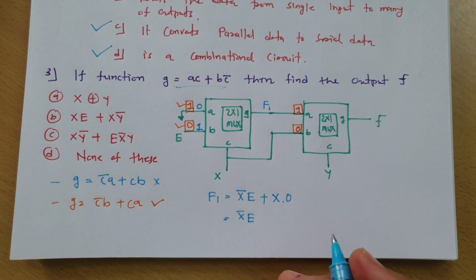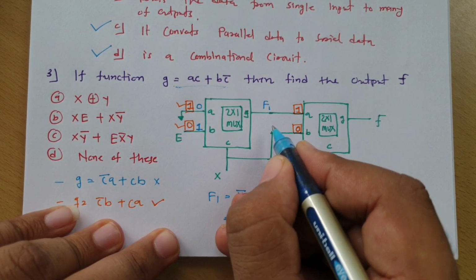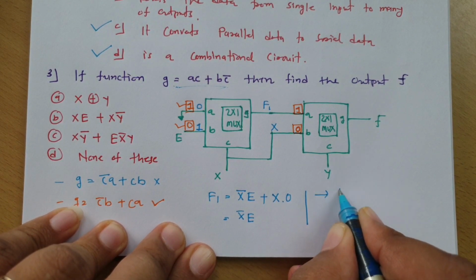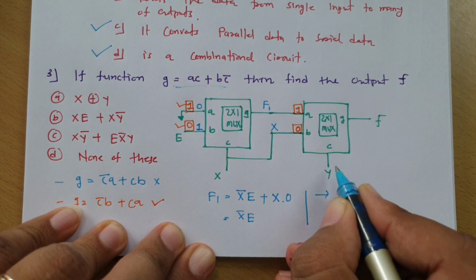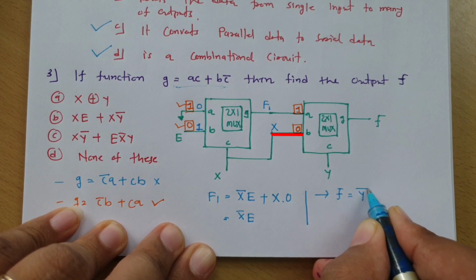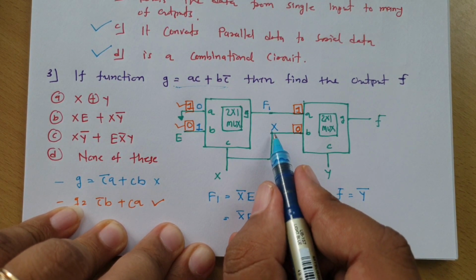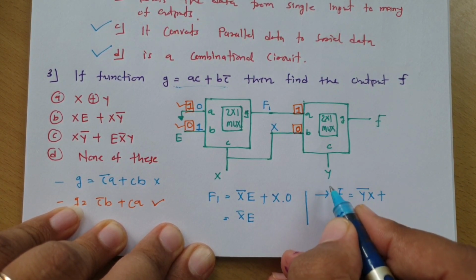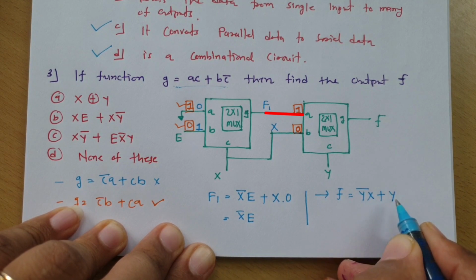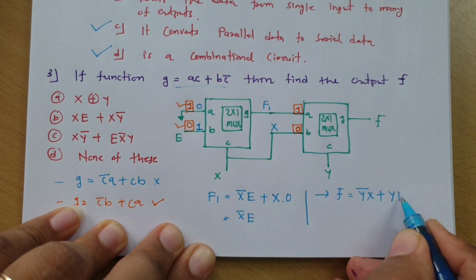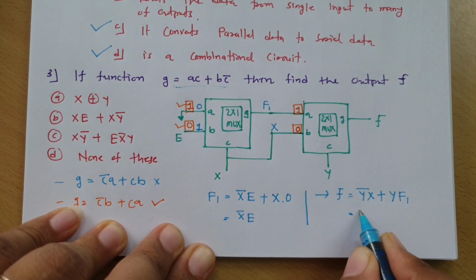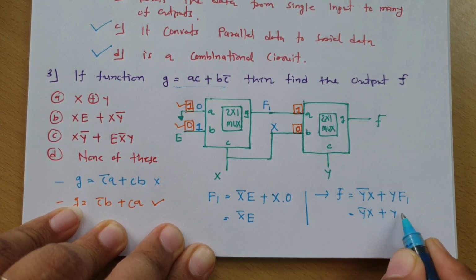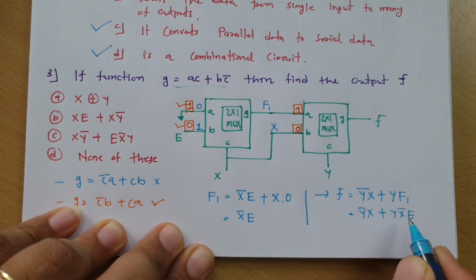Right. Now, you see this X is another input over here. And based on this, we can identify my output F. So when this Y is 0, we can say it is Y bar. At that time, which line will get selected? This one, that is X. So we can say this is X Y bar. Plus, when this selection terminal is 1, we can say that is Y. At that time, this line will get selected, that is F1. Now, what is F1? F1 is X bar E. So, Y X bar E. So, this is my output.